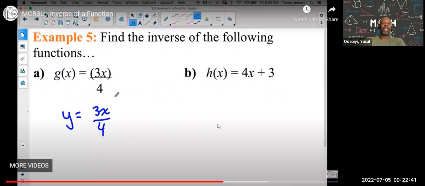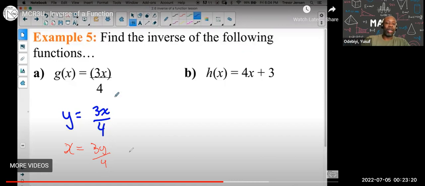Basically, you're going to see what he's going to do here. Let me see if I can do some of this too. So replace the g of x with y. Now you're going to swap the x and y. So now I'm going to have the x over here, and the y over there. So it's going to be 3y over 4. Now once I have this, I have to isolate the y.